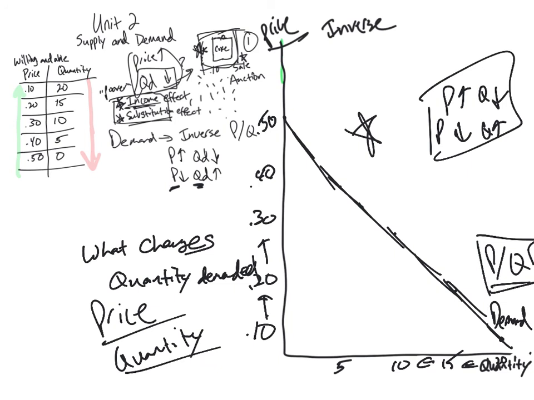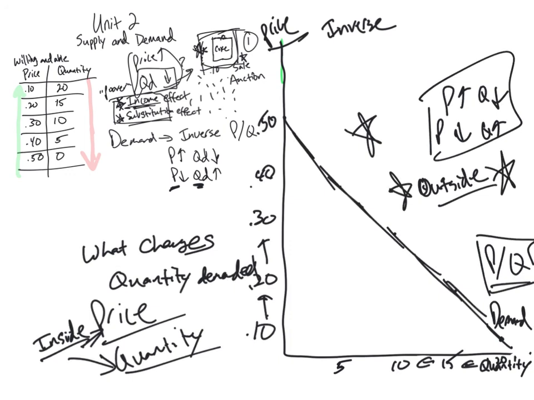But there are things that can happen outside of this model. And in the next video, we're going to pick up on this idea of not inside factors, right? So what changes price? Quantity changes price, right? Those are inside factors. Those are inside the model. We're going to pick up on an idea of what are the outside factors. What are things not price and quantity that would change, not quantity demanded, but the demand for the good? Okay, so we're going to define that and pick that up in the next video.